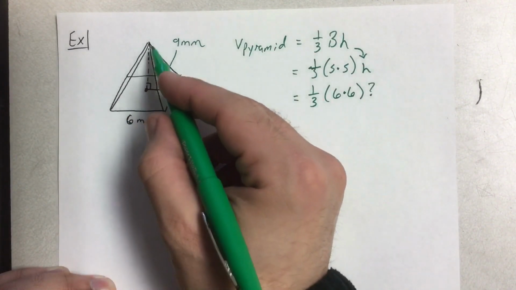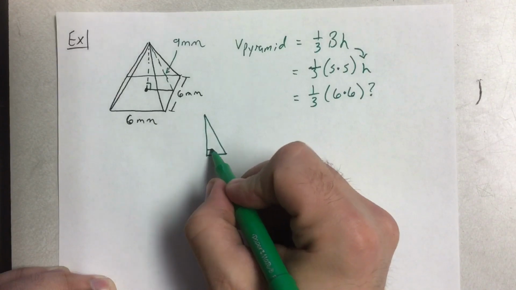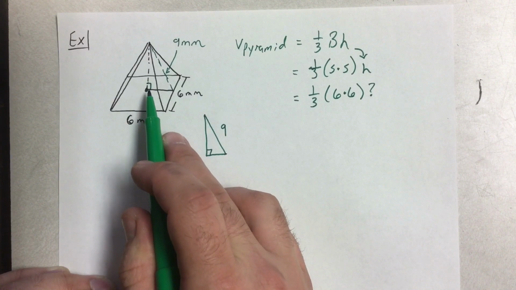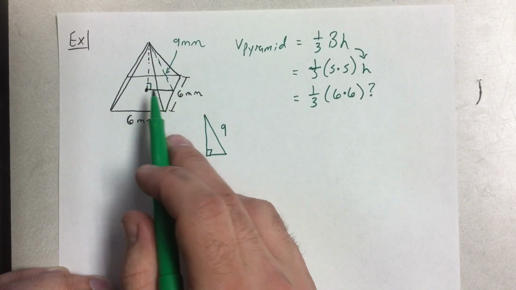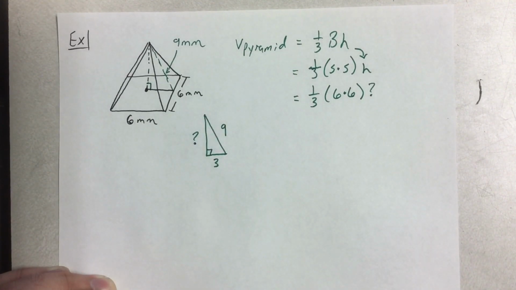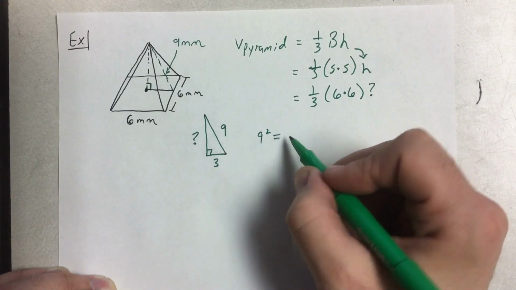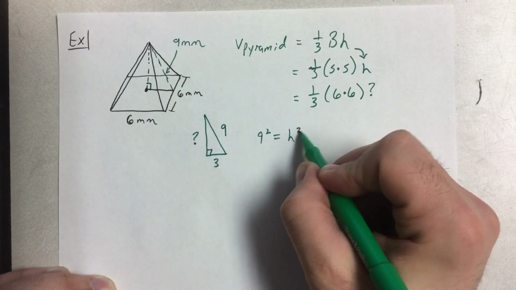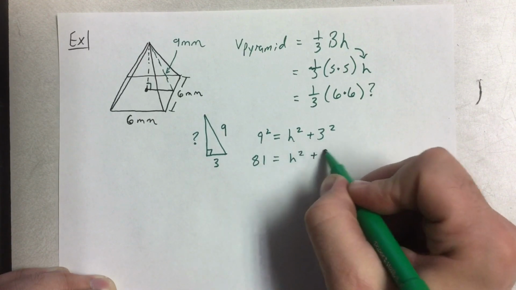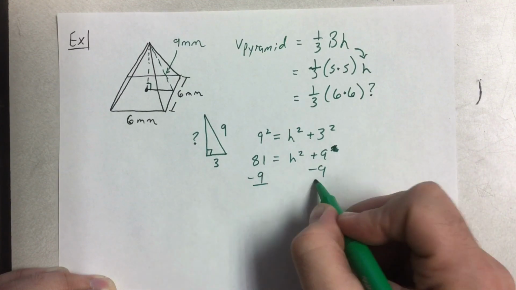So I'm going to draw, if you look carefully enough, we have a right triangle. We have this length to be 9, and the whole side is 6, and since the center point is in the center of the square, we can say that this is half of 6, or just 3. We don't know this value, and that's what we're looking for. So the Pythagorean theorem would say, we have 9 squared alone, since it's the hypotenuse, equals h, for the height, squared plus 3 squared, which gives us 81 equals h squared plus 9, and subtracting 9 gives us 72.